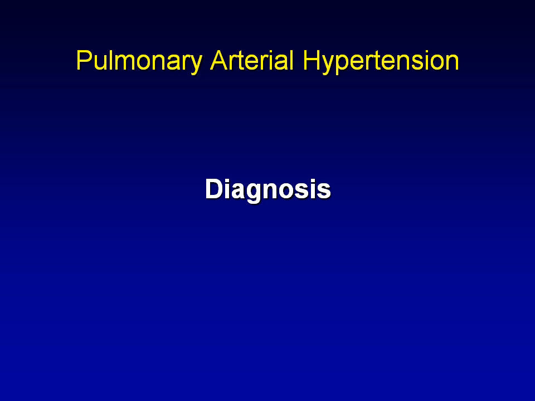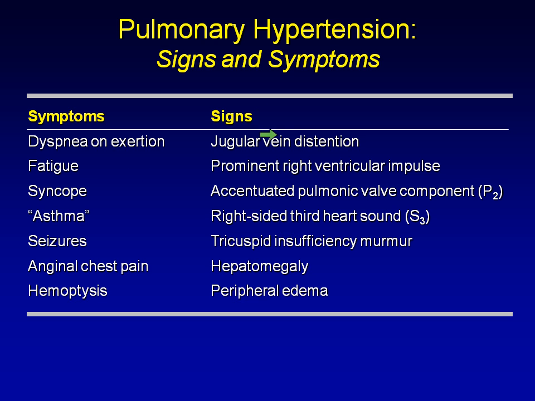So when we look at the diagnosis, again, we need to look at so-called signs and symptoms. A sign is something that we can measure. A symptom is something that we would ask the parents about. So the symptoms, as we said, might be shortness of breath or being tired. Somebody thought the child had asthma, but it wasn't asthma, it was pulmonary hypertension. Sometimes when children pass out, they can have seizures, and so they think it's a seizure disorder, but really it's pulmonary hypertension.